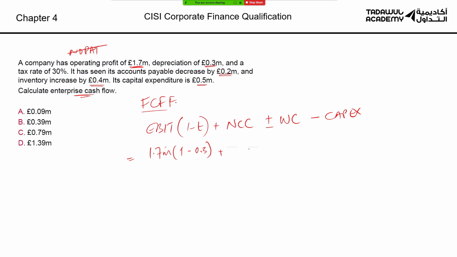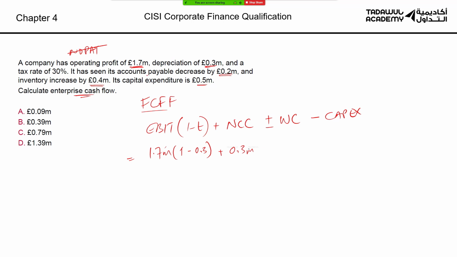So 1.7 million adjusted by 1 minus tax. Add to that depreciation and amortization, 0.3 million. Is there any amortization? No. So we have to deduct or add working capital changes. So what are the working capital changes? Changes to usually your payables and your receivables and your inventory.